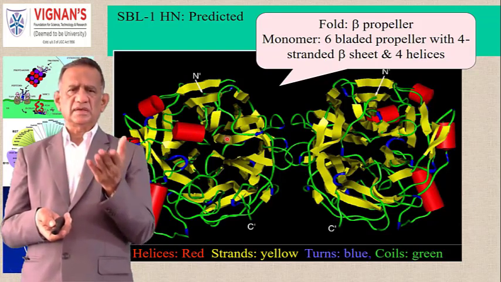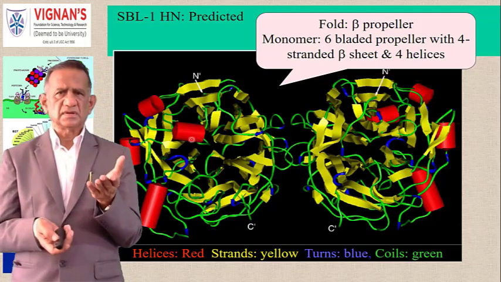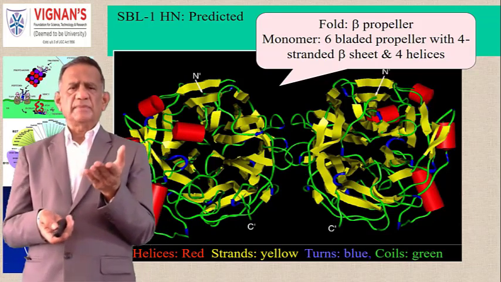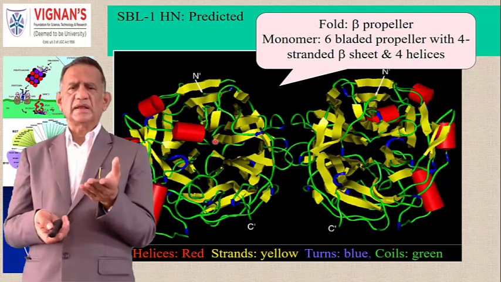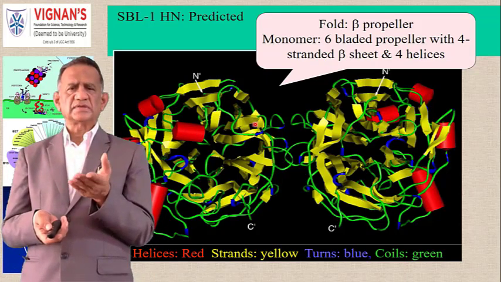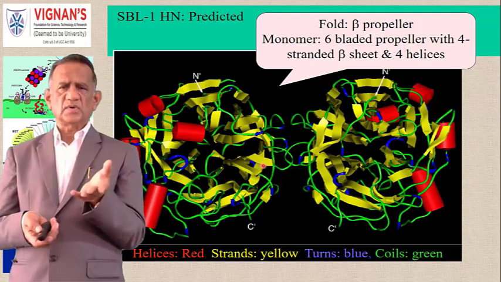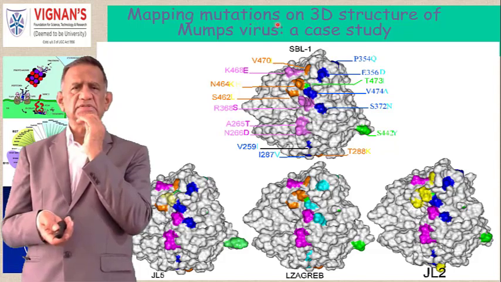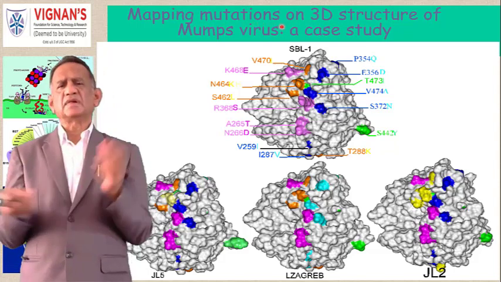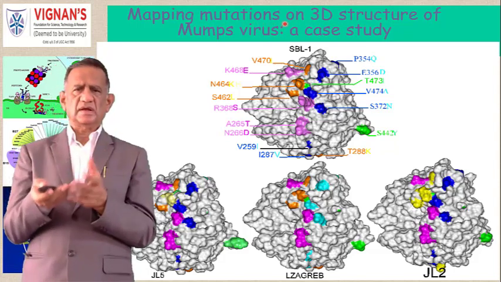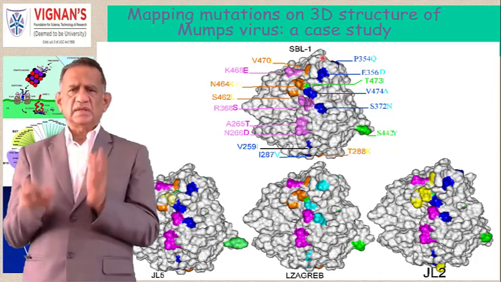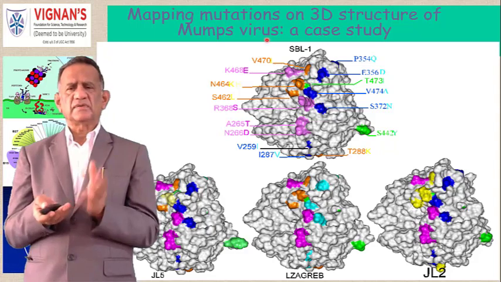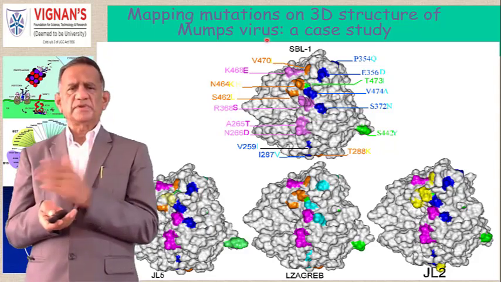Here you can see the helical structures shown in red, beta pleated sheets shown in yellow, and random coils shown here. Now, mapping of mutations. This virus keeps undergoing mutations. So the first one and the other three, if you go through them, are shown in color, indicating where the mutations have occurred.